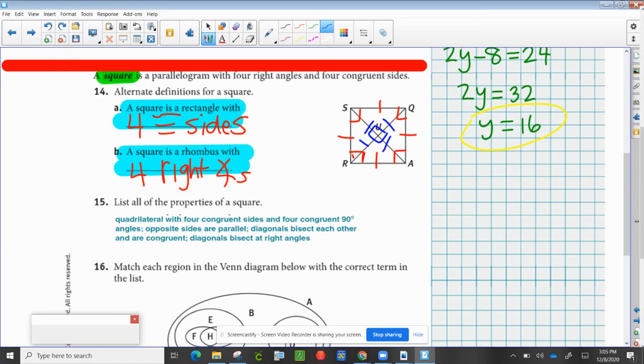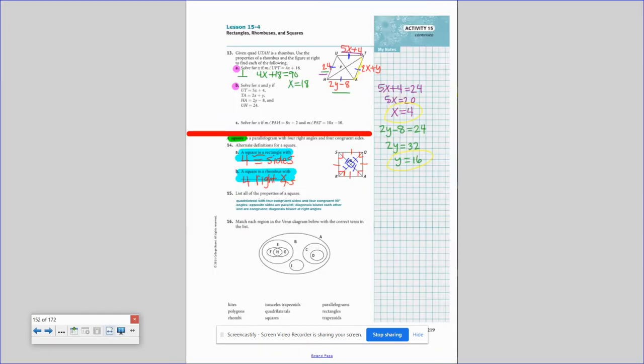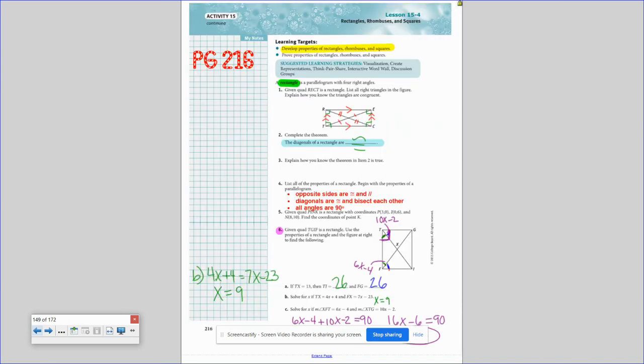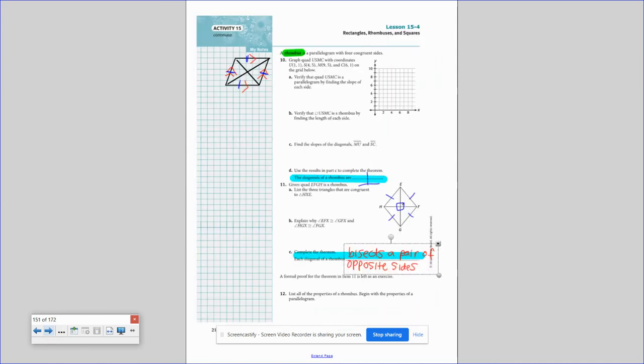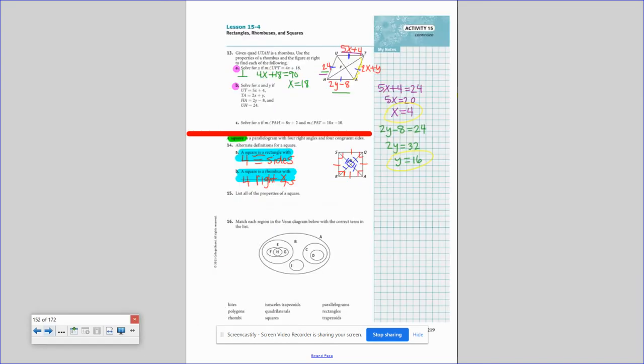So today we did cover quite a bit. Let's go back and recap really quick. A rectangle is a parallelogram. It just happens to have 4 right angles. Your diagonals are congruent. They bisect each other. So we have all those properties. Then we have our rhombus. A rhombus has 4 congruent sides. The diagonals bisect at 90 degrees. And then that leads us into a square. A square is a rhombus with 4 right angles. It's a rectangle with 4 congruent sides.